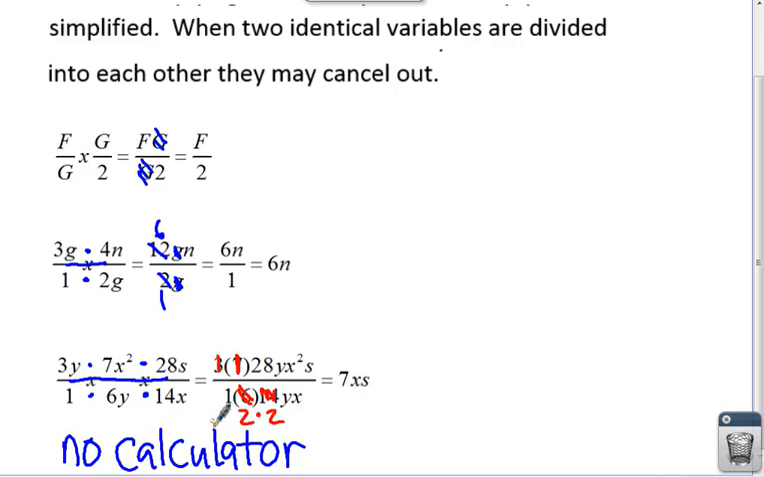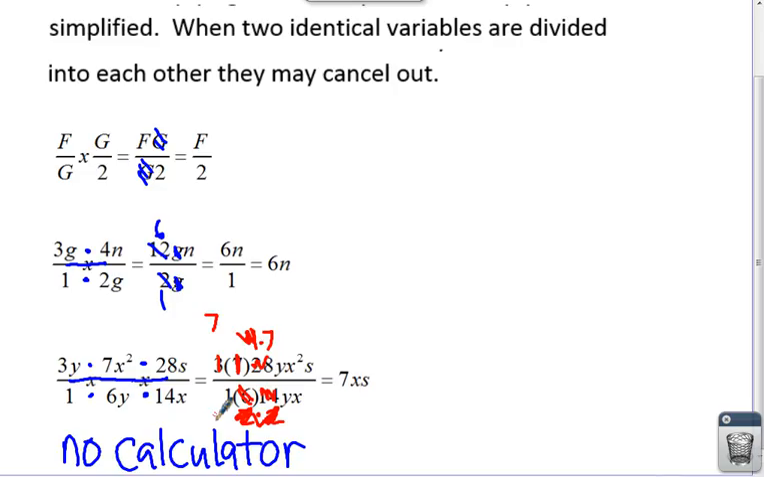All right. And then what's 2 times 2? It's 4. And see, 28 is the same as 4 times 7. So we can take this 2 times 2 and cancel out this 4. The only thing left on top is the 7. So we simplified all these numbers down to 7 over 1.